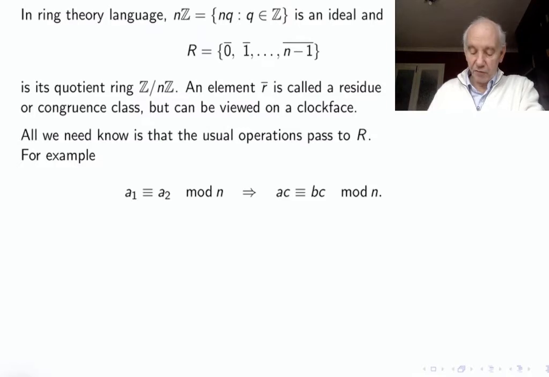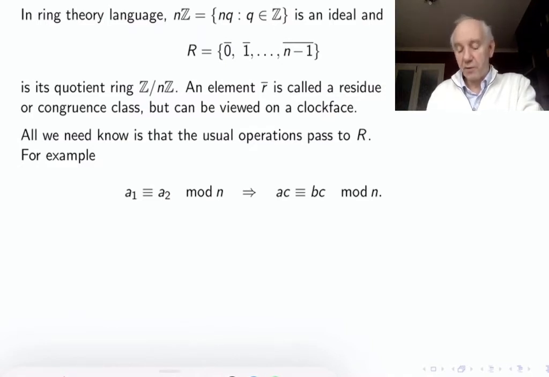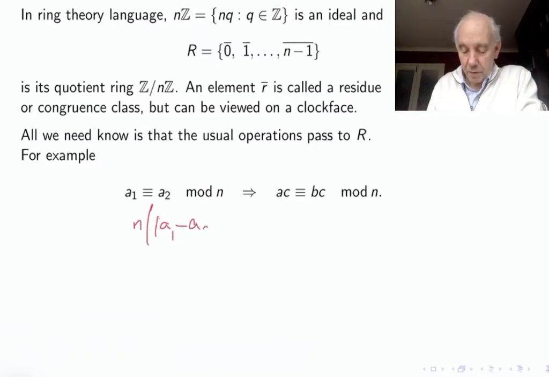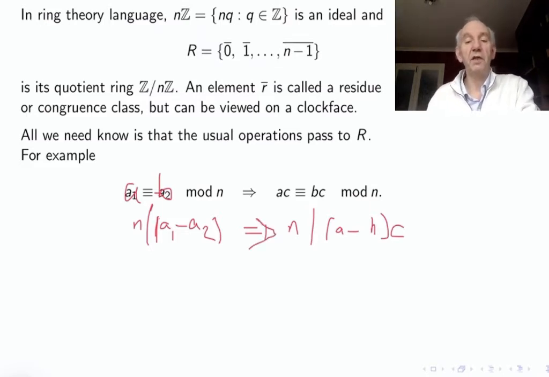So, for example, it's true that if a1 is equivalent to a2 mod n, then you can multiply both sides by any integer, and then ac is going to be equivalent to bc mod n. Another way of saying that, of course, is that n divides a1 minus a2. Here it's a and b, maybe this should be a and this should be b, sorry. So it's obvious that n divides ac minus bc, which is the same thing as a minus b times c. So it's obvious that the left-hand side implies the right-hand side.